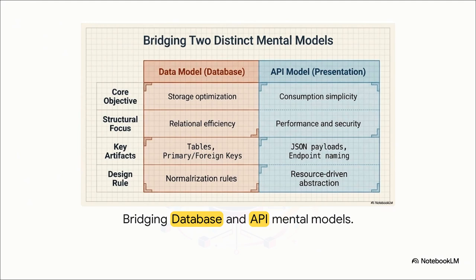And this brilliantly illustrates exactly what we're talking about. The fundamental building blocks of your data model are tables, along with primary and foreign keys. But the second you cross over into the API model, those concepts simply vanish. They have to be translated into JSON payloads and clear, human-readable endpoint names. You're moving from strict normalization rules on the storage side to resource-driven abstraction on the presentation side.